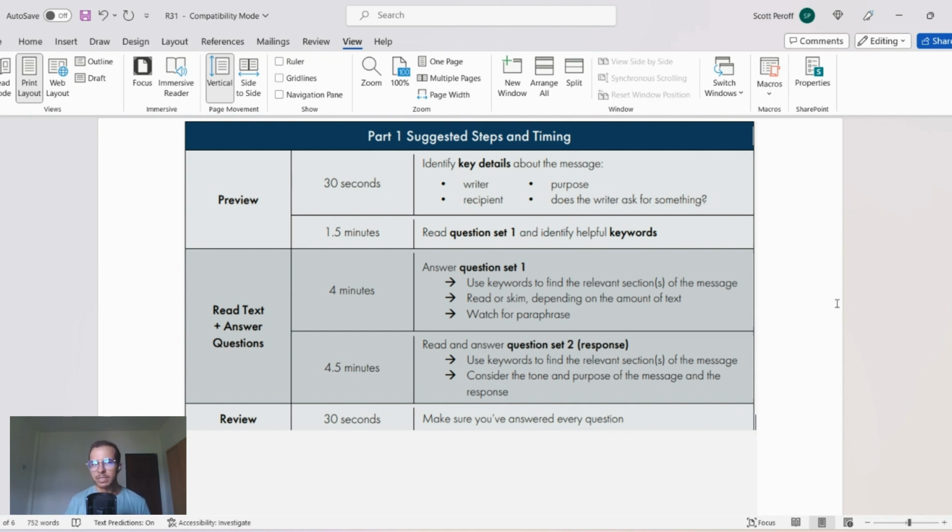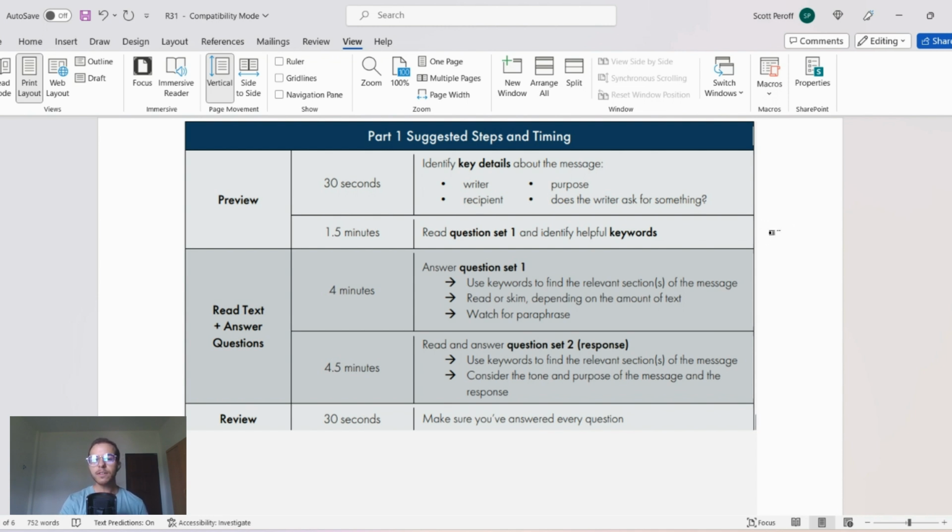This will be a mostly informal or semi-formal communication style. You might be looking at an email between teams, correspondence, maybe a work email, something like that. But it is important to know the suggested steps and timing. So first of all, you're going to look at the email or the passage and identify what is it about? Who is the writer? Who are they writing to? What is the purpose of this message? That should only take you 30 seconds.